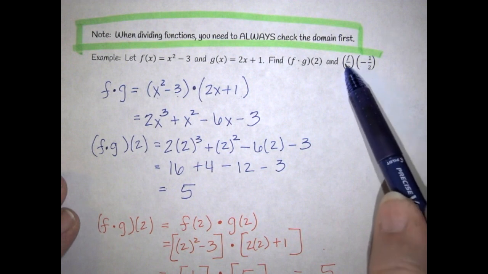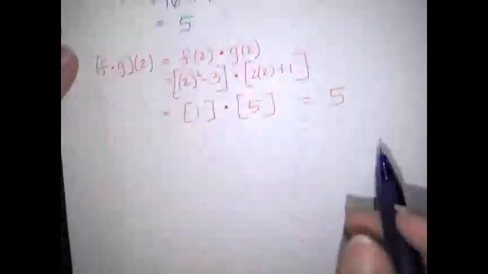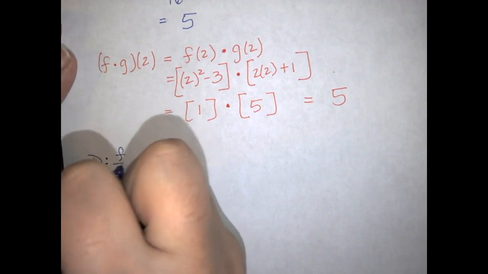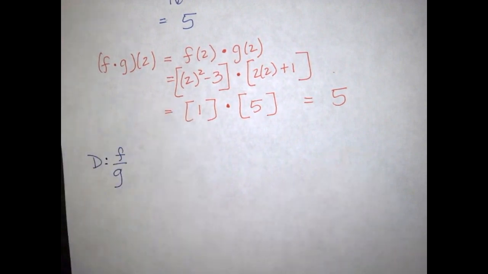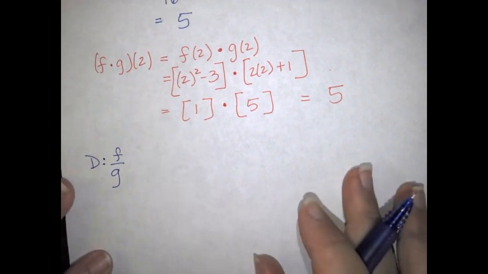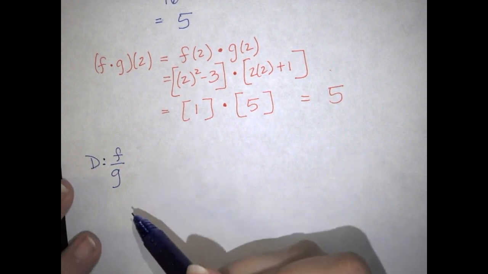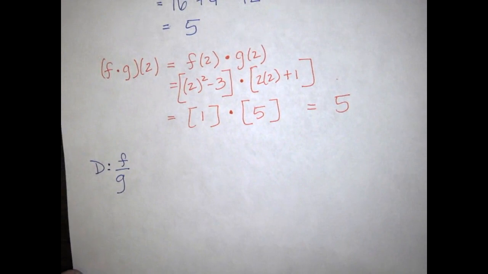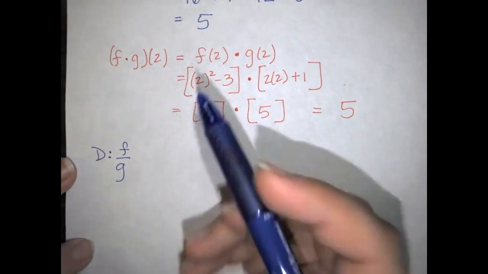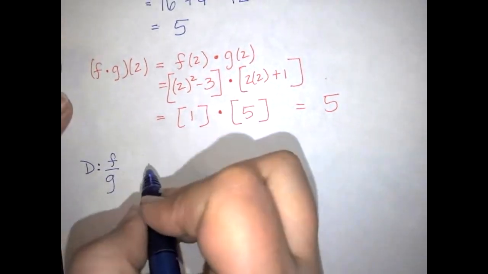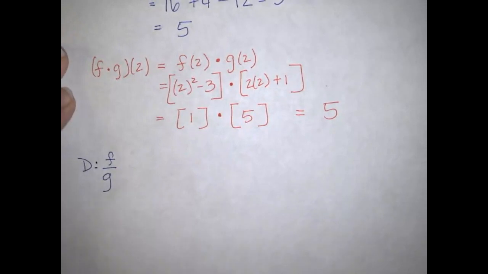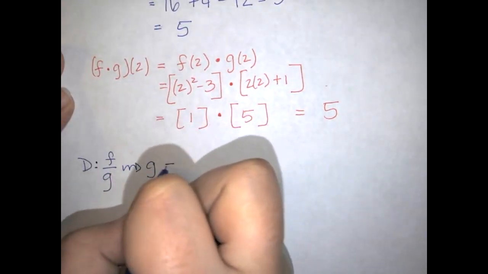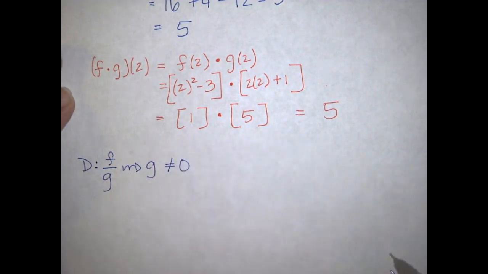So here I'm looking for the domain of my fraction. So I'm going to look at the domain for f divided by g. And in this case, what does that actually mean? Well, my fraction rule states that I cannot have a 0 in the denominator. Therefore, this means that your g cannot be 0.